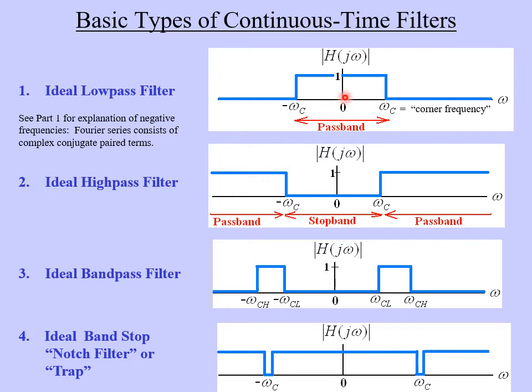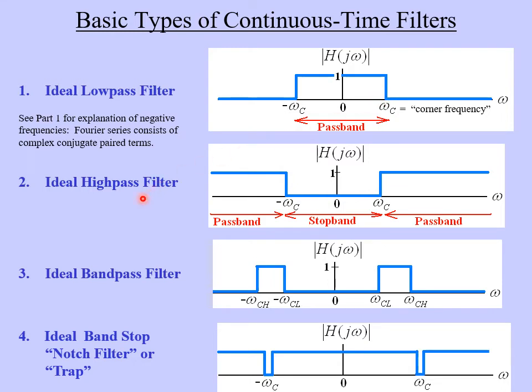So the actual physical frequencies that we're dealing with in this filter, or any filter basically, start here at 0, and we can just think of looking at the right half of this frequency response. So the pass band is any frequency between 0 and this corner frequency.